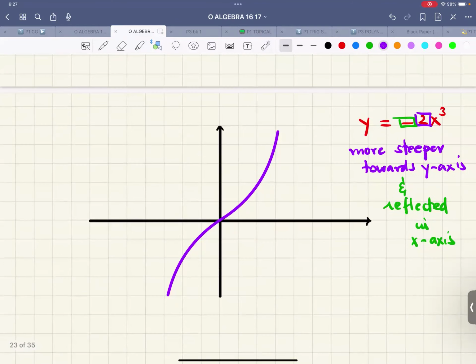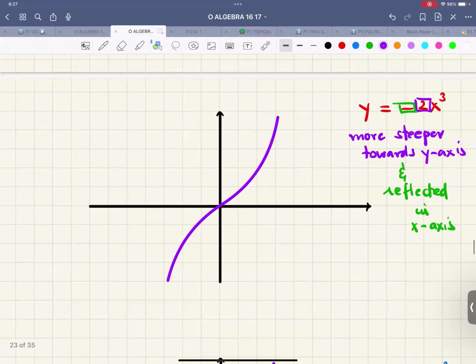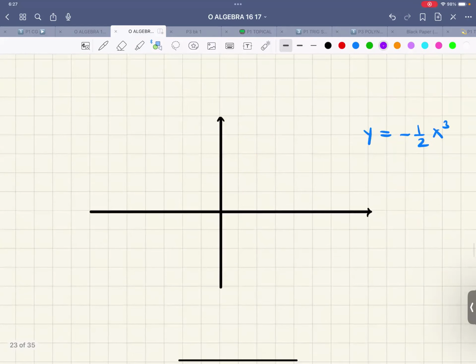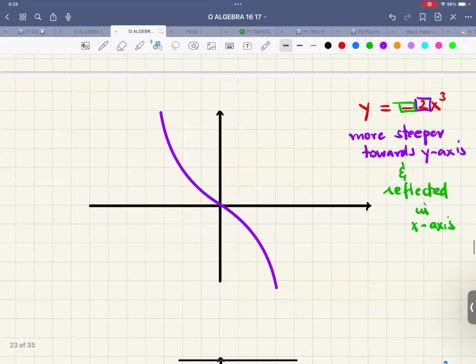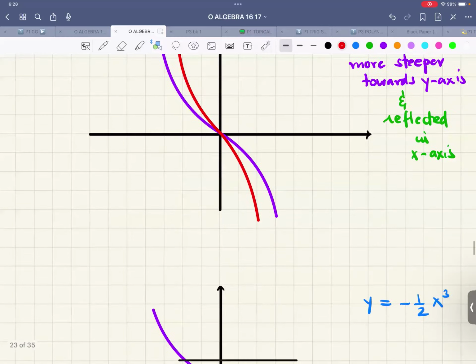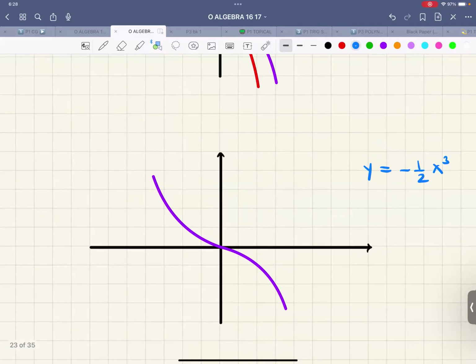And then there is negative 2x cubed. So instead of these things, let me just erase this. Let me draw this one. That is negative x cubed. Like this. And that is negative x cubed. Like this. And then what is happening? It is more steeper. So the red one is more steeper. So it's like this and like this. And over here, negative half x cubed is less steeper. So let me first erase this, erase this. Let me choose a purple color.